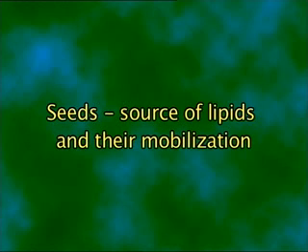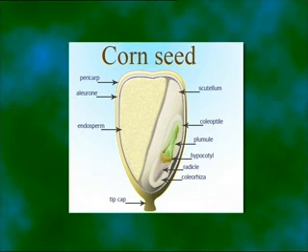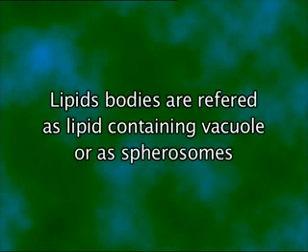Now, seeds as a source of lipids and their mobilization. Lipids appear in the form of oil bodies in the cytoplasm of oil-storing tissues, as for example in cotyledons of white mustard or in scutella of cereals. Lipid bodies are also referred to as lipid-containing vacuoles or spherosomes and are assumed to have a bounding unit membrane or half of a unit membrane.